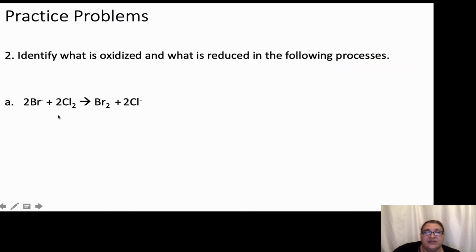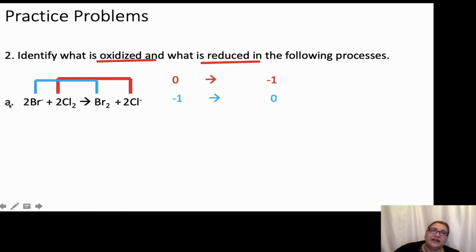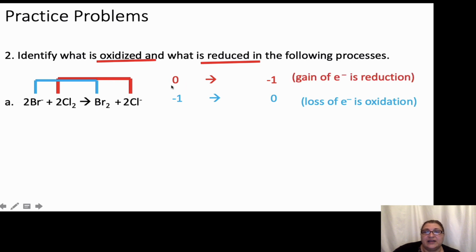Now, in this one, we have 2. So we go from chlorine, 0 to negative 1. That's a gain of electron. And then bromine goes from negative 1 to 0. Negative 1 to 0, it lost. So bromine lost an electron and is being oxidized. Chlorine gained an electron, is being reduced.